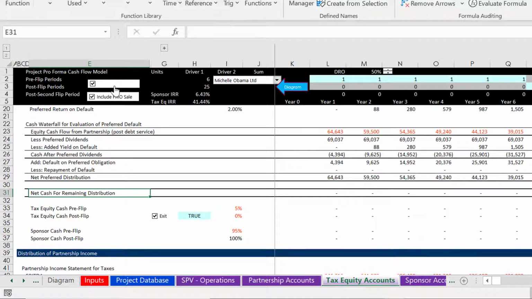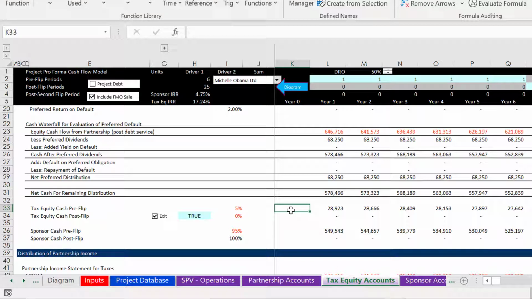Now, because of the project debt, we had not much cash flow left, so I'm going to take this out. And when I'm making models these days, I like to put these options in the model so you can kind of see what's going on. And this is the tax equity cash flow you get, and pre-flip you get 5%, and that's okay. Post-flip, you've got to be a little careful.